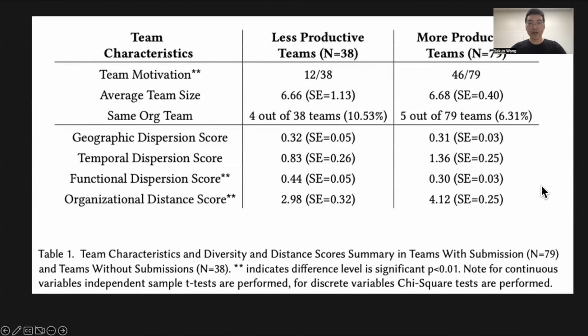But from this table, as you can see, whether the team explicitly indicates that they have confidence to publish a paper by the end of the project, using that as a team motivation, plays an important role in predicting whether they can eventually have that paper outcome. Also, the functional dispersion score and the organizational distance score are showing differences in these 2 clusters of teams.